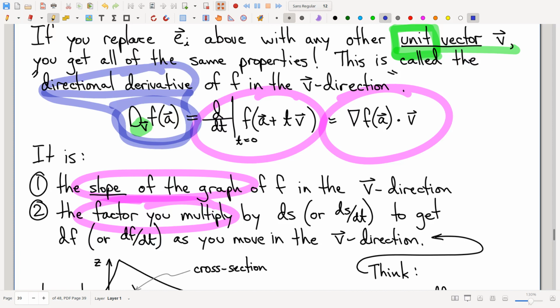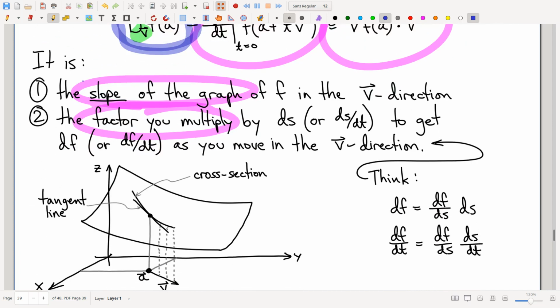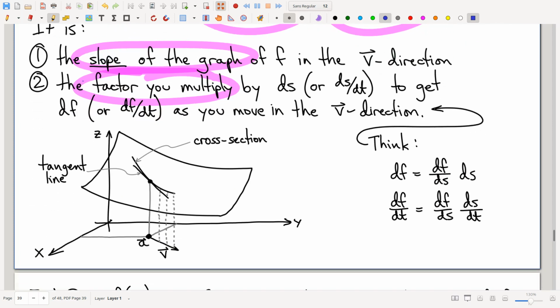Yes. Where did ds come from? I haven't gotten to that yet. Okay. Yeah. So that's going to be one of the next things I want to talk about. Now, slope of the graph is exactly what you think. If you're moving in, let's say, that unit vector direction, then you look at the corresponding cross section, and you take the slope of the tangent line in that direction.